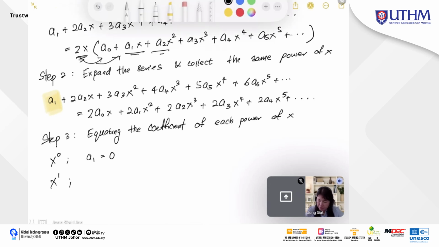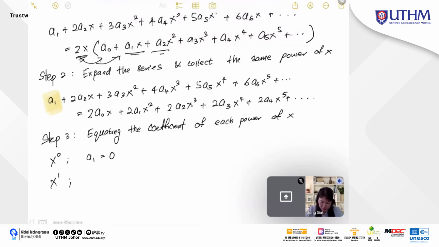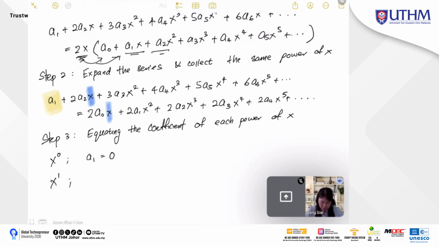Then next we equate the x power of 1. Which one is x power of 1? Then I highlight again. Okay, x power of 1, this one is x power of 1. This one also x power of 1. So we can write down the answer. For x power of 1, left hand side we have 2a2. At the right hand side we have 2a0. So if I simplify, a2 equals a0.